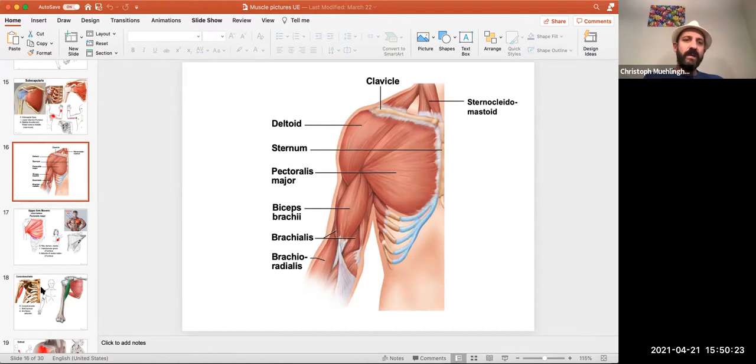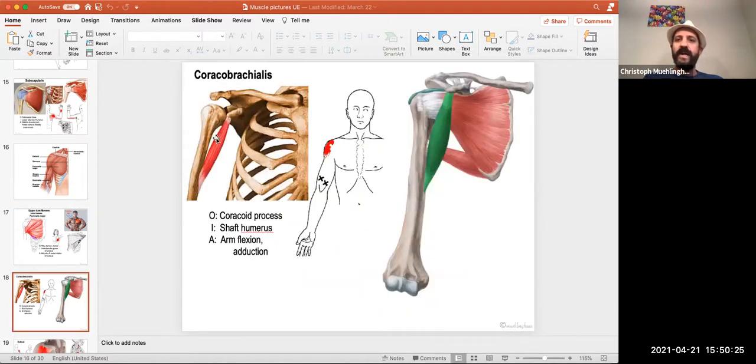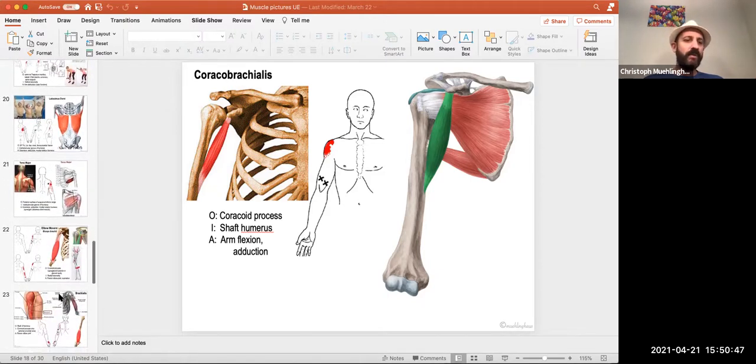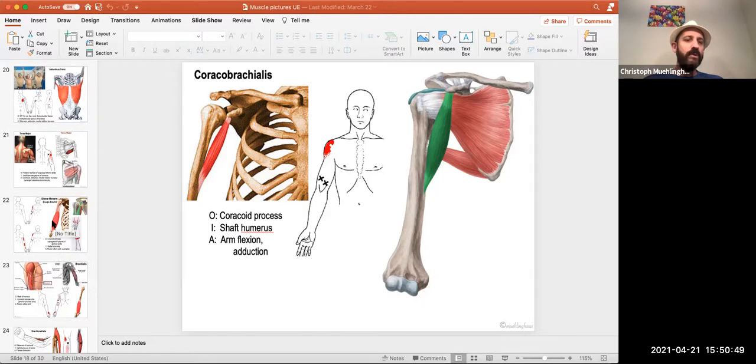And then the last one here we have is the coracobrachialis. And the coracobrachialis is attached to the coracoid process and goes into the brachium, into the upper arm. And that helps raise the arm up a little bit in that motion. And so then that feeds into muscles that move the elbow around from there. And some of them do a little bit more than just the elbow.